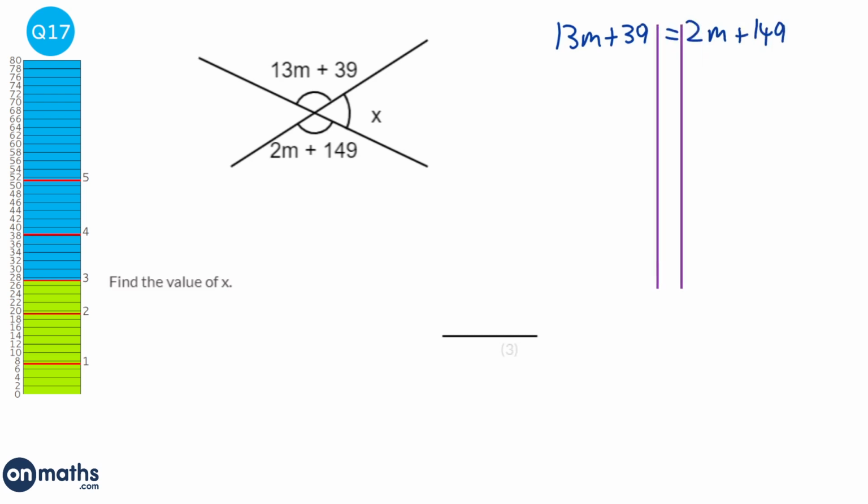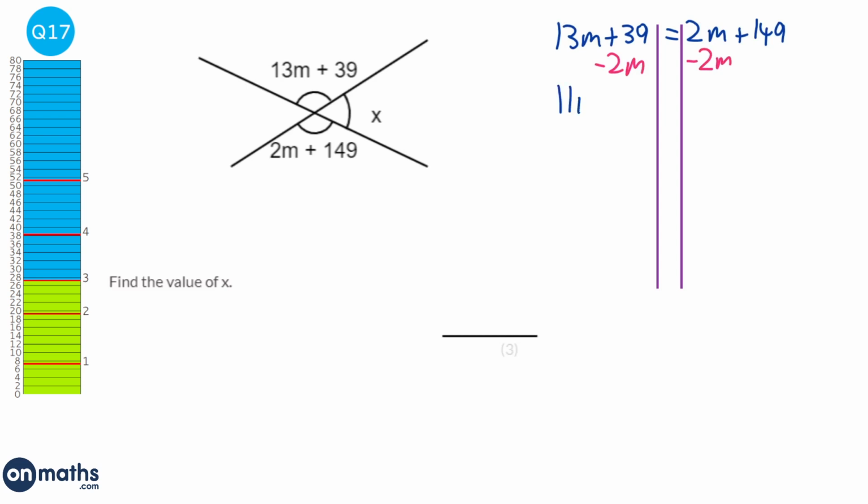To solve this, we first of all take away the smaller amount of M, because we've got M's on both sides. We can't really cope with that when we're solving. So we've got a 13M and a 2M. We're going to remove the 2M. We're going to take that away from both sides to start off.